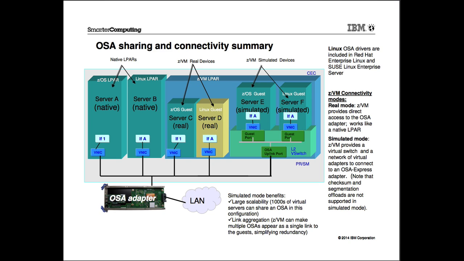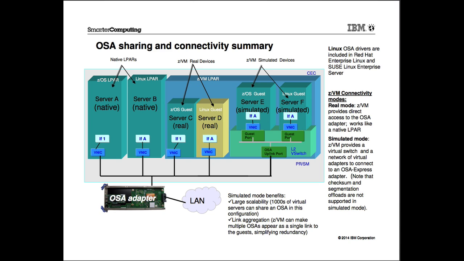Now, in simulated mode, z/VM provides a virtual switch and a network of virtual adapters, which is kind of a link aggregation thing virtually, because we don't have link aggregation in native mode. Now, when you're doing simulated mode, some of the OSA offload functions are not supported because you're not talking directly to it. But simulated mode has other benefits.